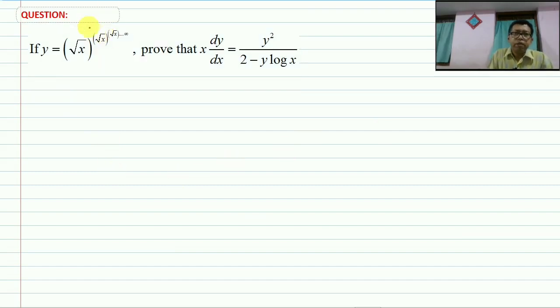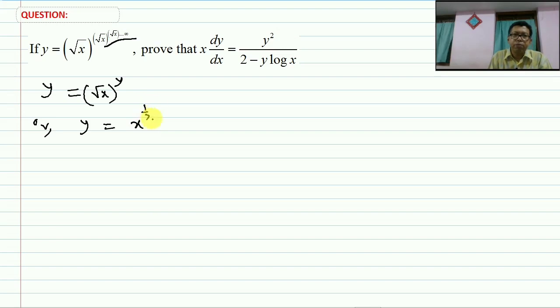What is given? y is equal to root x to the power root x to the power root x, and so on to infinity. Prove that x dy/dx is equal to this one. After the first term the remaining part is as usual y, so obviously y is equal to root x whole power y. So here you can write y is equal to x to the power half y.